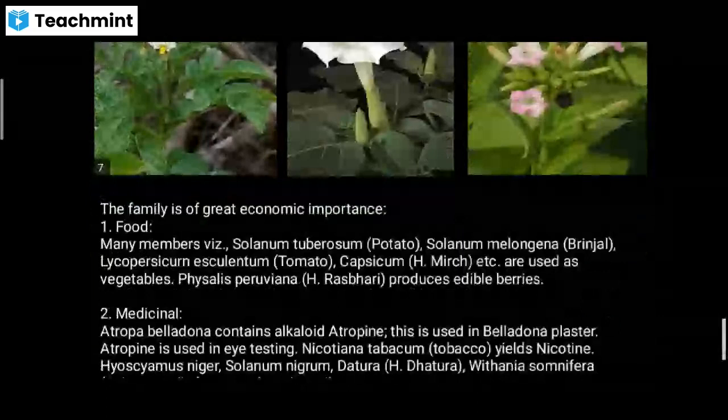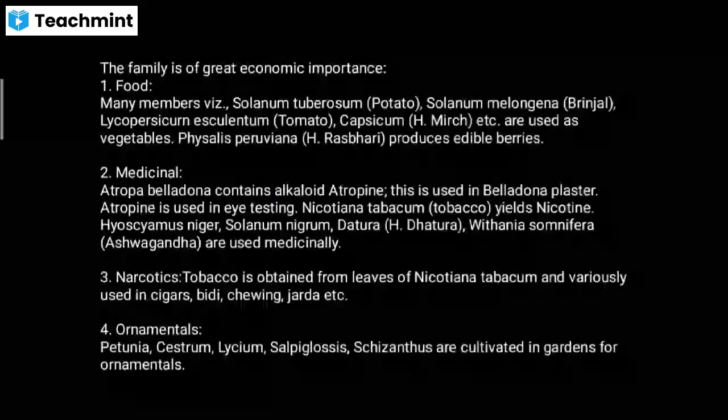And then as a narcotic, there is the tobacco. They are used in preparing cigars, beedi, or all these narcotic products. Then some of the members of that family are used for ornamental purposes, like petunia, cestrum, lycium. These are some members. They are grown in gardens for ornamental purposes.